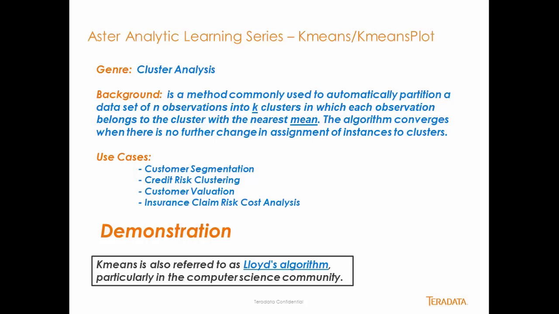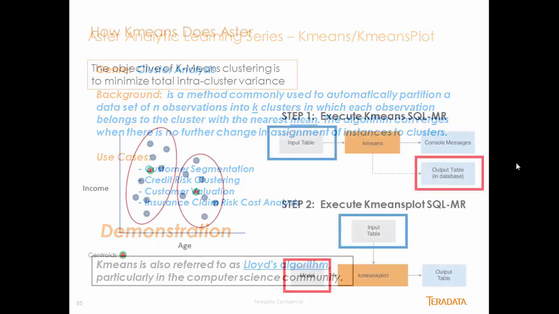But before that, I always like to include a fun fact. KMeans is also referred to as Lloyd's algorithm, and it has been around since the 1950s. I can't imagine doing this in the 50s when I didn't have massively parallel systems like Aster to do it in. So let's go ahead and get going here.